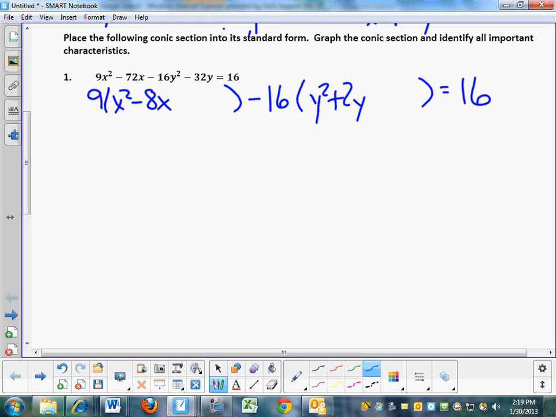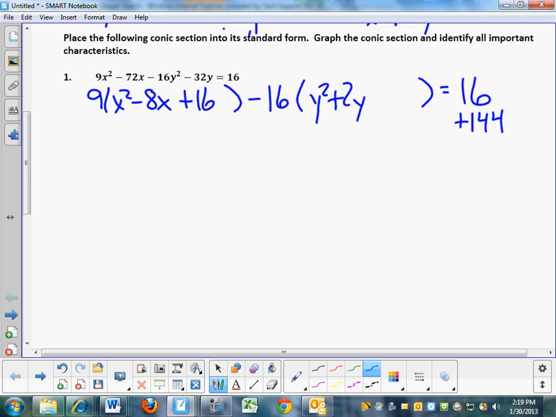What should we add for the x's? 4 is a good guess, not quite. 16. 8 divided by 2 is 4, squared is 16. What is the true value of that 16? 144. So if we add it to this side, we add it to the other side. You could also subtract it from the same side or add it to the other side. We've done both methods. We're going to add it to the other side, 144.